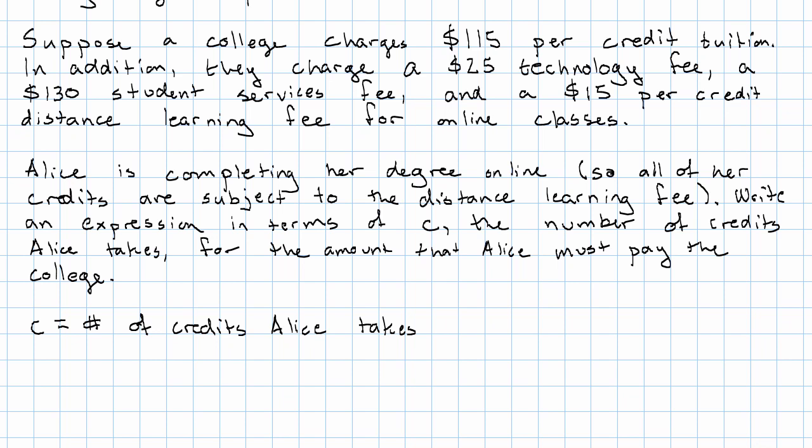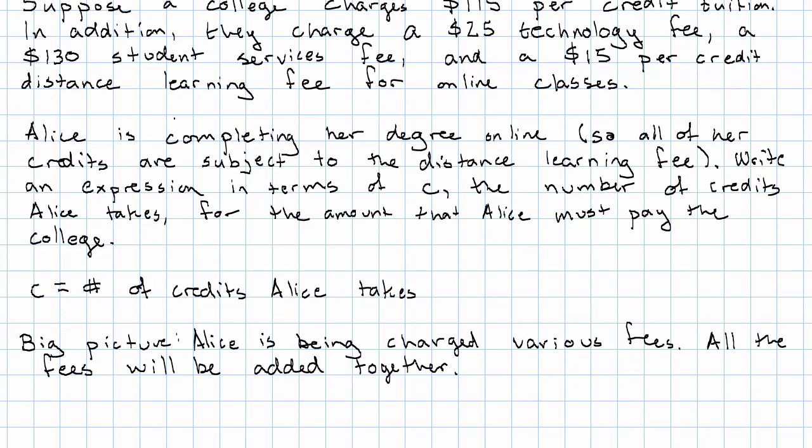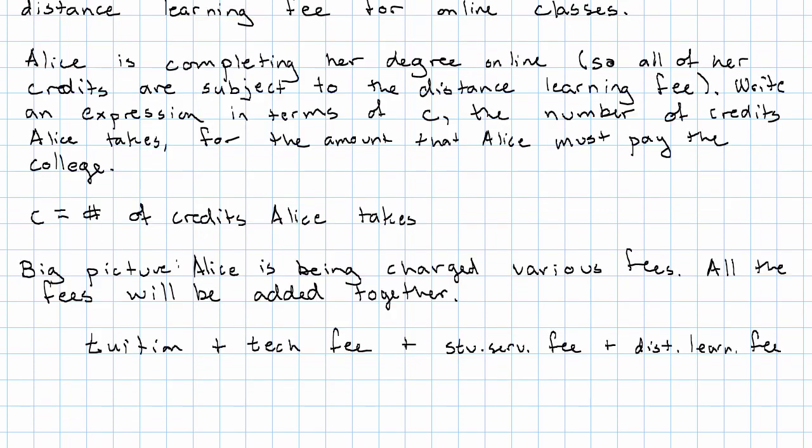The big picture is Alice is being charged money in various ways. Now, we know what happens when we're charged a whole bunch of different fees. They're all added together. So, what are the various charges that Alice is having? She's being charged for tuition. She's being charged a technology fee. She's being charged a student services fee. And she's being charged a distance learning fee. Now we take on each of these fees individually.